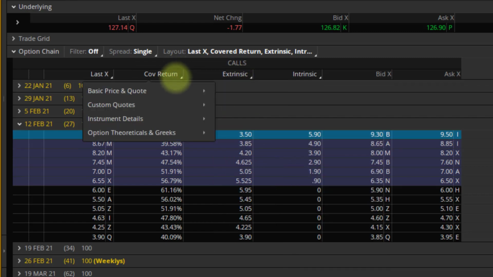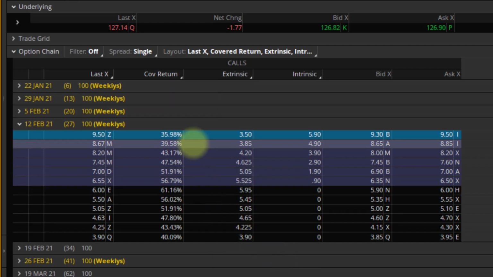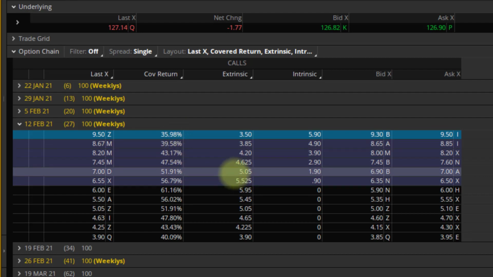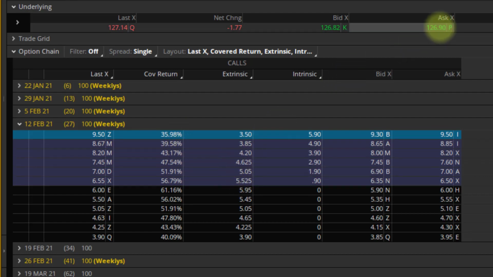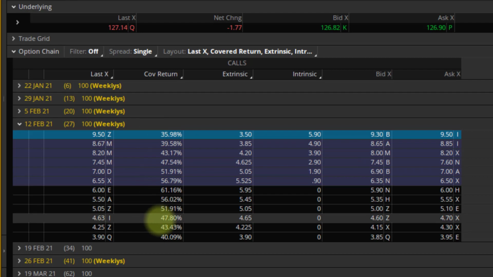And in this first one, go to Option Theoreticals and Greeks, and right down here, Covered Return. Choose that, and there it is. This is your static return. This is assuming that you get this extrinsic value divided by this stock price for this many days, and then it annualizes it. And so that's really all that you're looking at.